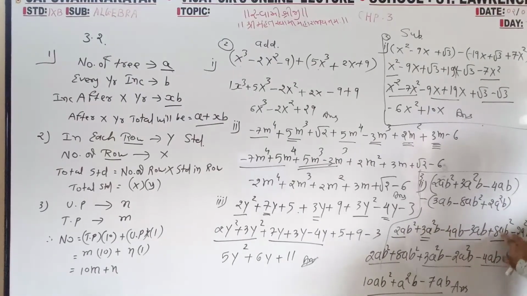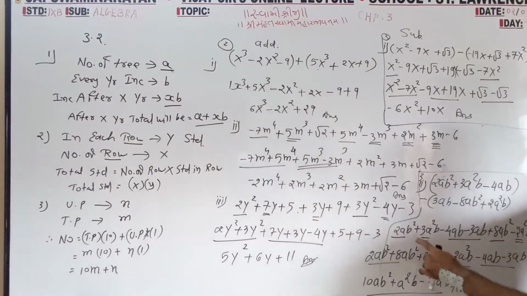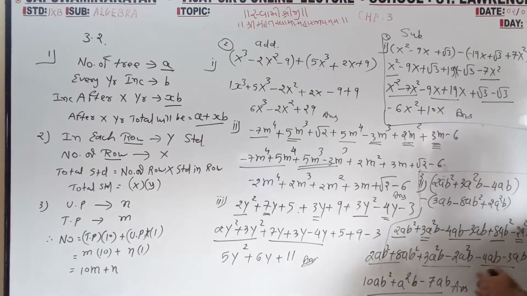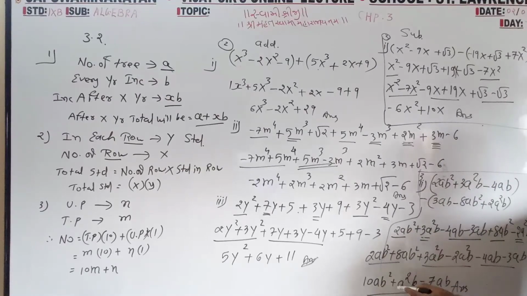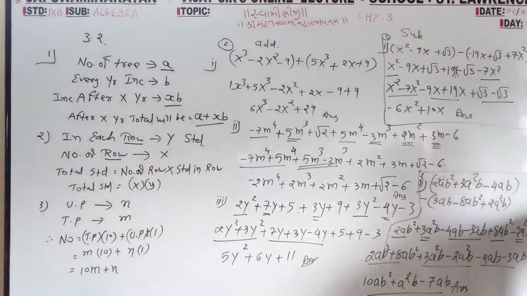ab square, a square b. Now I have collected ab square. See the single line: ab square, 2ab square, 8ab square, a square b, a square b. Which sign? 8 plus 2, 10. 3 minus 2, 1. 1 a square b. Minus 3, minus 4, minus 3, minus 7, ab.